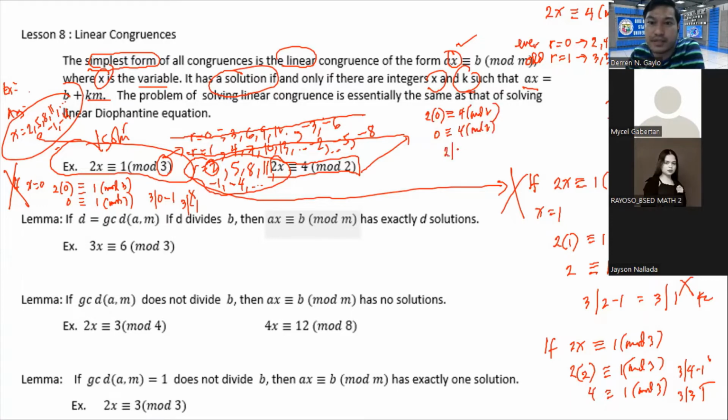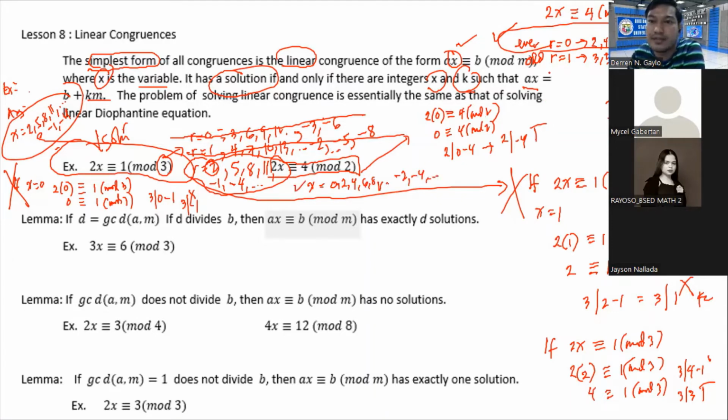Will 2 divide 0 minus 4? 2 divides negative 4. This is true. Therefore, this is an example. Okay, correct. So this is also a solution, no? So the first solution, you have 0, 2, 4, 6, 8, and so on, including negative 2, negative 4, and so on. So the first solution is okay.